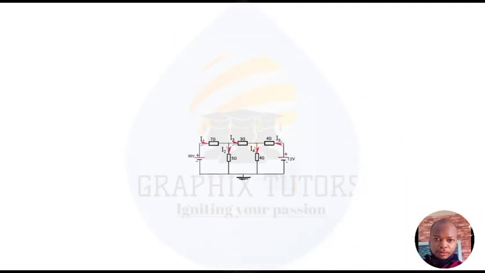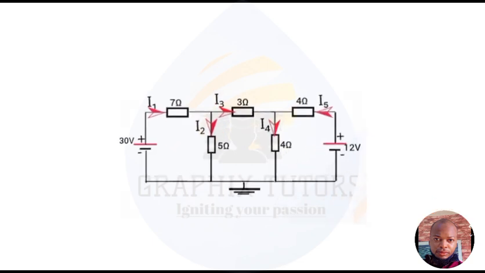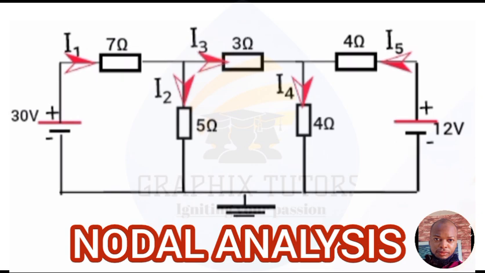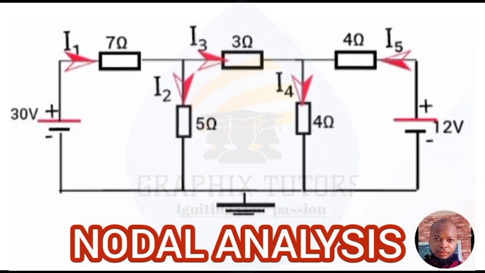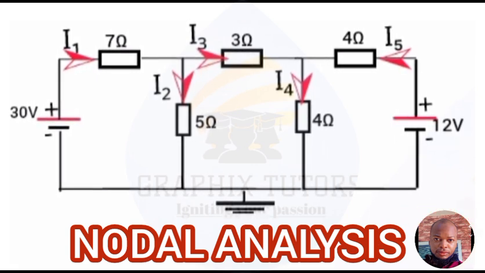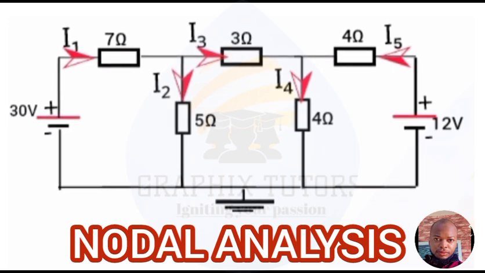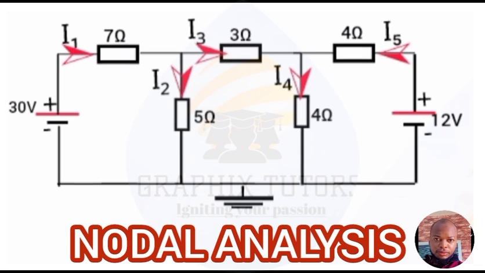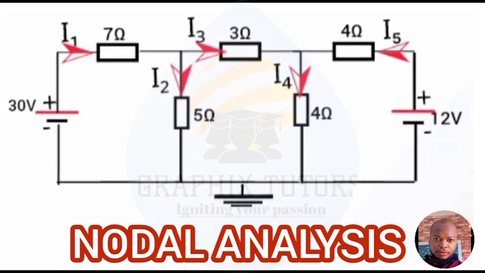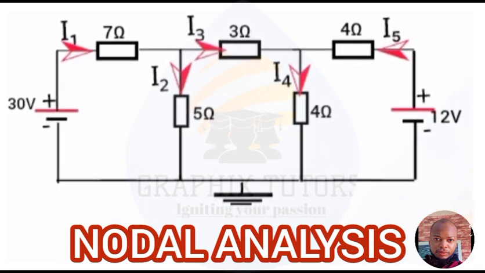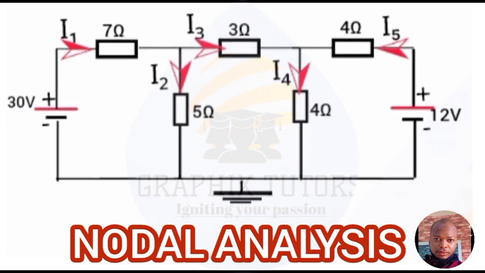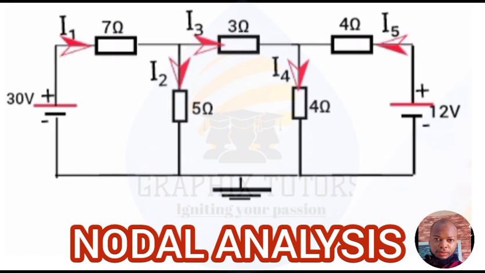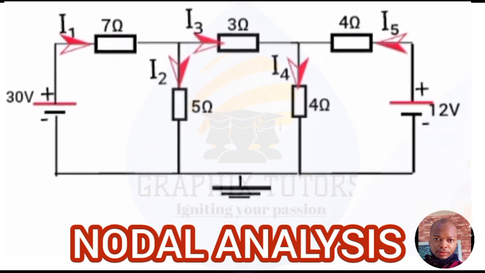If you look at the front of your screen, you will see a circuit that has seven elements, right? Five of them are passive and two of them are active. The passive elements are the resistors there, which have resistances of 7 ohms, 5 ohms, 3 ohms, 4 ohms, and 4 ohms again. And the active elements are the voltage sources, which have 30 volts and 12 volts respectively.